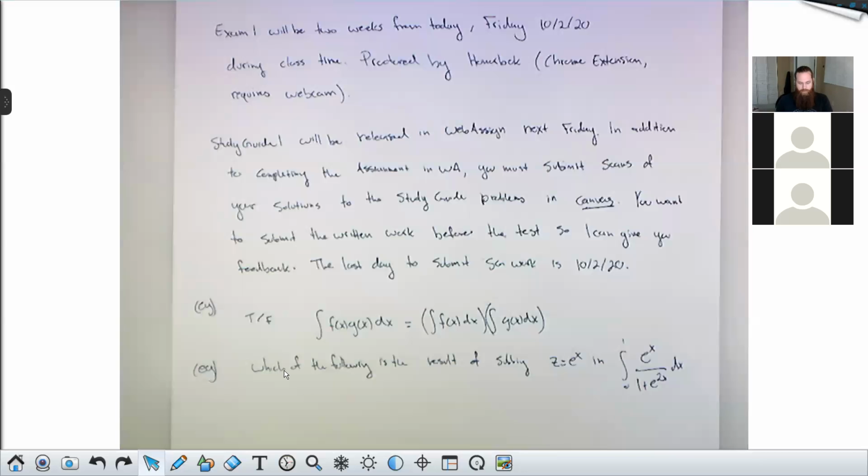Any other questions about the test or the study guide? Why would you sub e to the x and not 2x for that example?